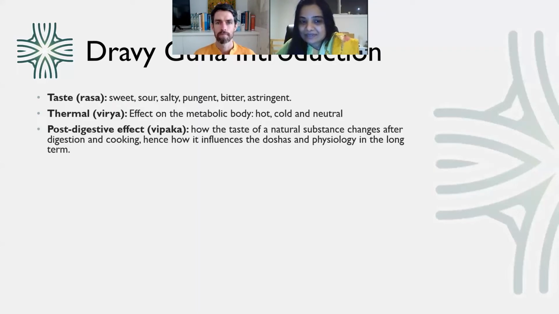Yes, amla is really good, because of its vipaka, not because of its rasa, but because of its vipaka. The more that we get counterbalancing tastes and qualities and virya, things that we normally wouldn't expect within a substance, they're often the ones that Ayurveda will consider as a superfood.